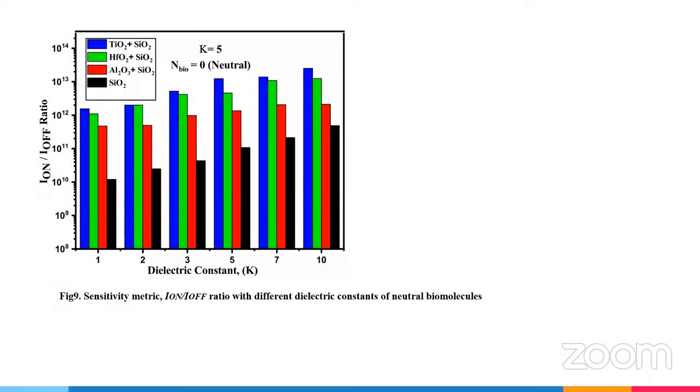This is the Ion/Ioff ratio. The Ion/Ioff ratio is also a sensitivity parameter that we use to calculate the sensitivity of the FET-based biosensor. For the dielectric constant K equal to 10, the Ion/Ioff ratio we are getting is around 10 to the power 13, which is a very good Ion/Ioff ratio.